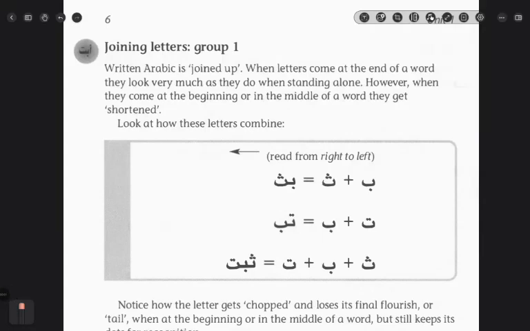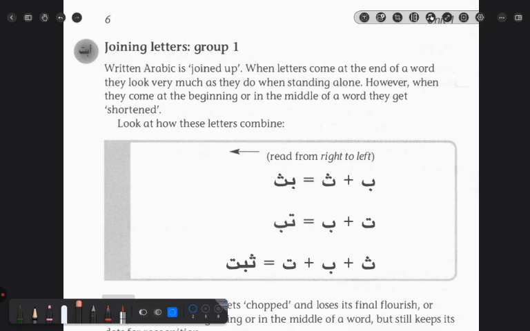Today we're gonna talk about joining letters in Arabic. When letters come at the end of the word, they look very much as they do when standing alone, and they are written in their full shape. However, when they come at the beginning or in the middle of the word, they get shortened or chopped. So let's see examples.